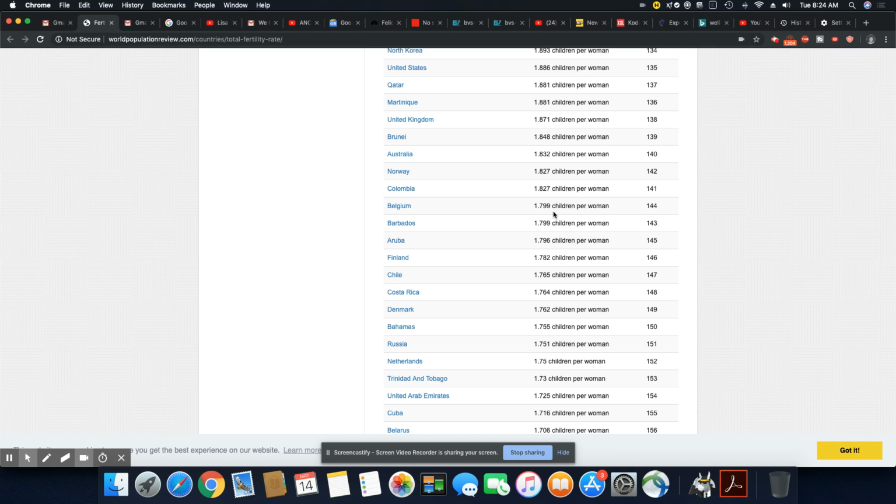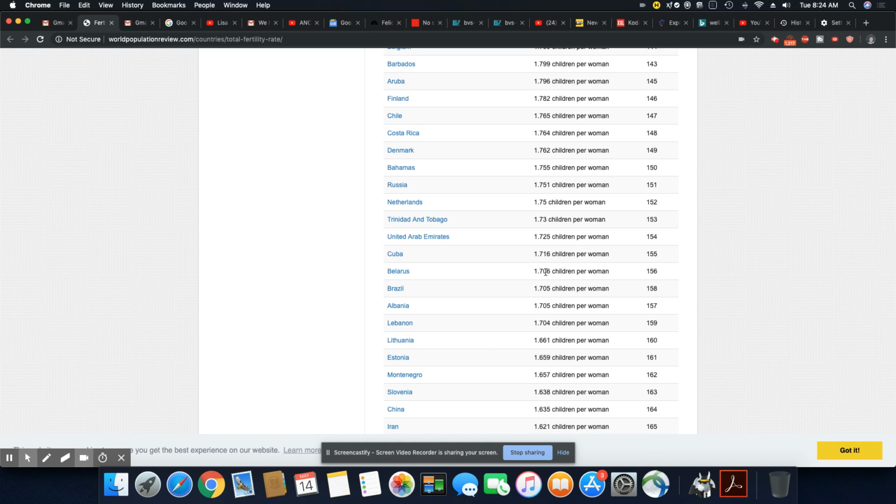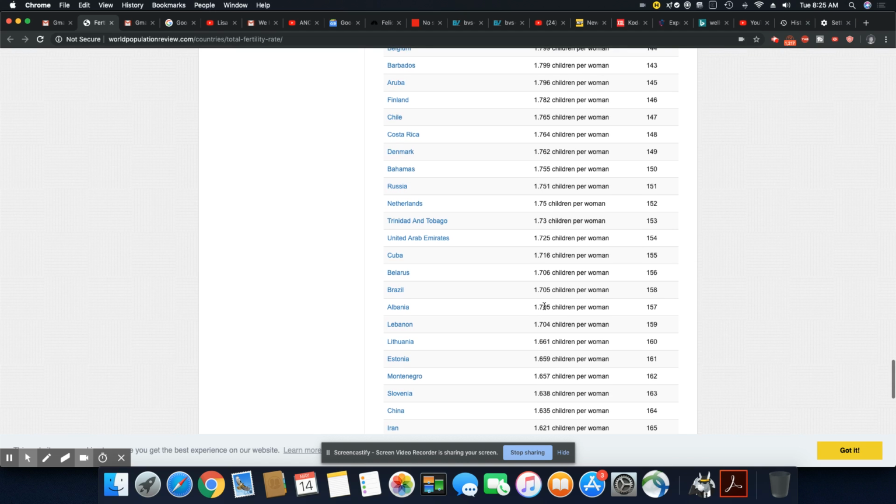Belgium at 1.799 children per woman. Finland at 1.782 children per woman. Denmark, 1.762 children per woman. Russia at 1.751 children per woman. The Netherlands, 1.75 children per woman. Belarus, 1.706 children per woman, which is Eastern Europe. Albania, 1.705 children per woman.